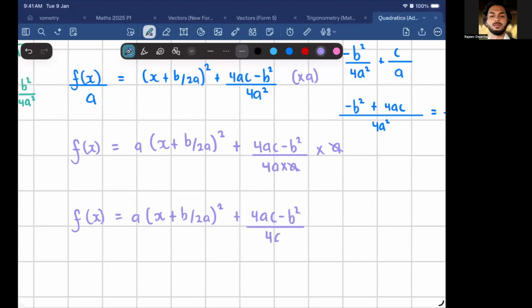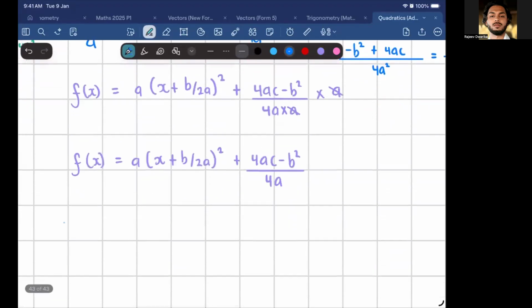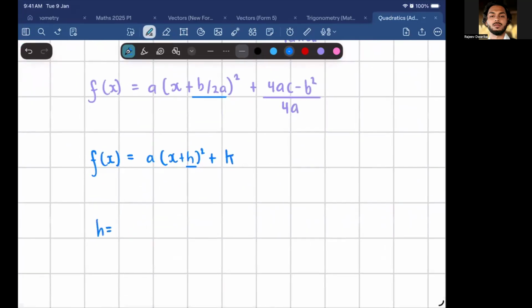Right. And guys, we would have just proven the completed square form, which is always in the form a(x plus h) squared plus k. So Serena, if we compare coefficients and terms, what would h be? h will be b over 2a. Right, is that familiar? Yes, sir. What would k be? k will be 4ac minus b squared over 4a. Zachary, you see how we proved it?